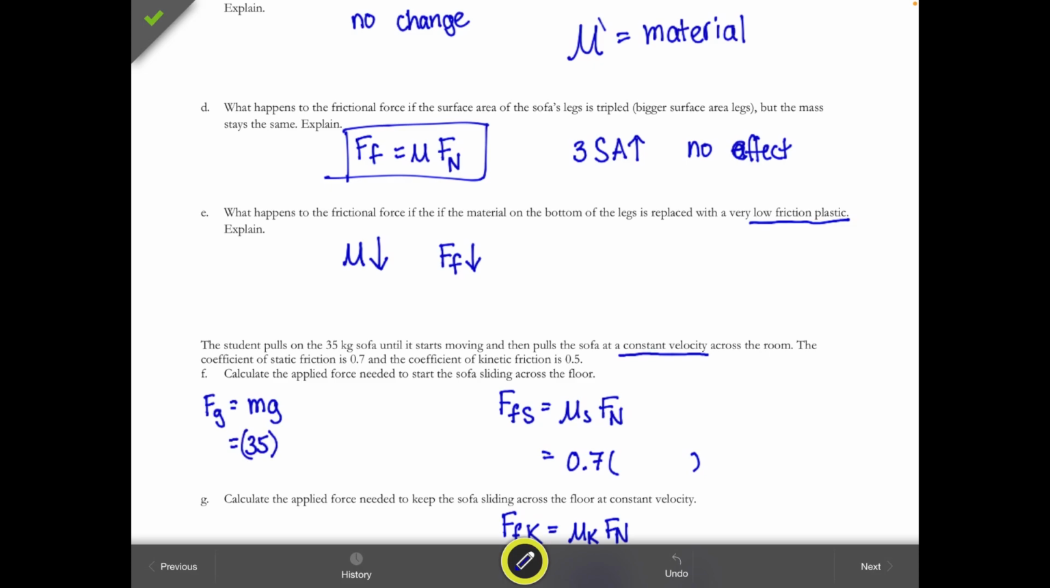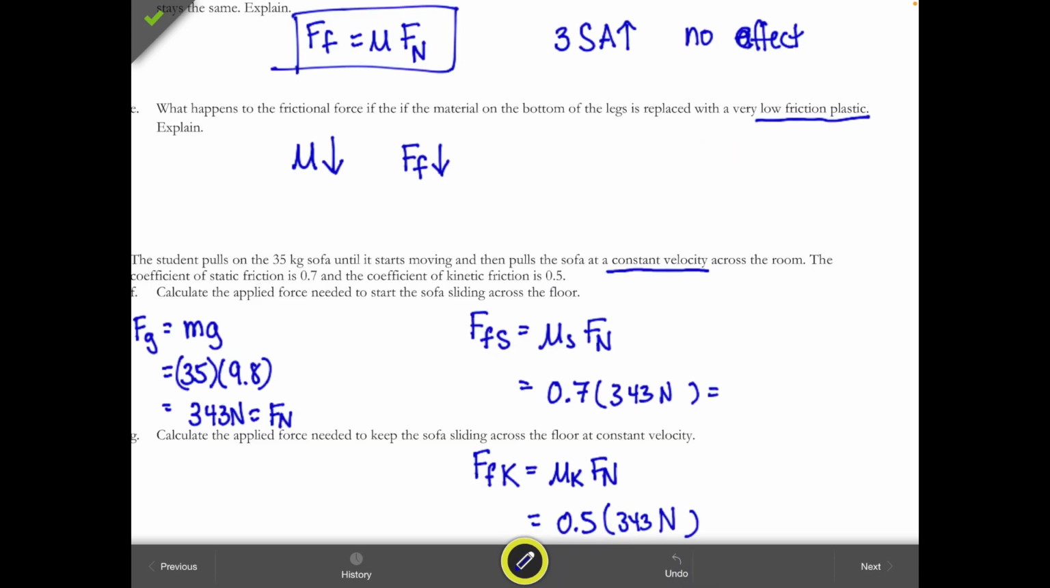So the weight is 35 kilograms times 9.8. Remember that kilograms is the base unit for mass, so you don't have to convert this to grams. I can just do 35 times 9.8. So the weight of this object is 343 newtons. But so is the normal force because it's in equilibrium in the y direction. The static friction force in this case is 240 newtons. The kinetic friction is 171.